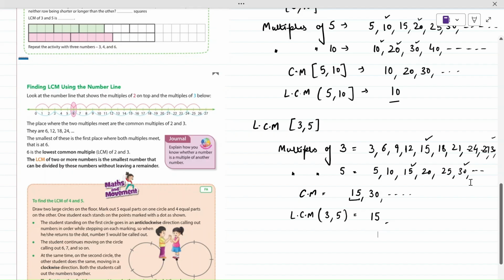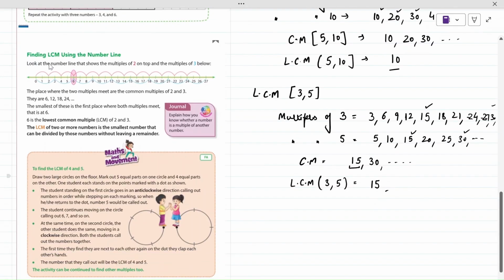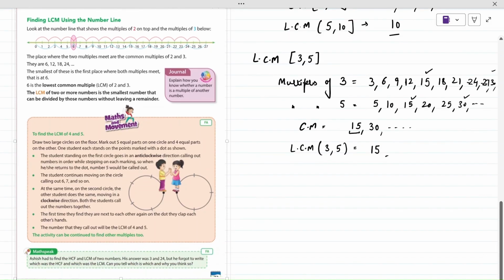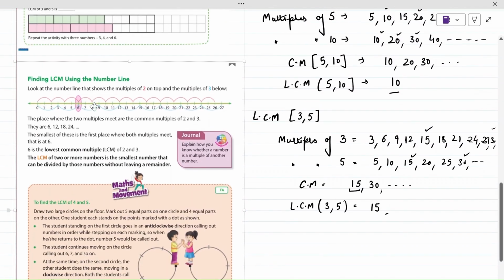Okay, so after this, what we have here is finding LCM using a number line. Here a number line is given to us from 0 to 27. I'm just enlarging it a bit. This is the number line from 0 to 27 given to us. And using this number line, we have to find what the common multiples of 2 and 3 are.